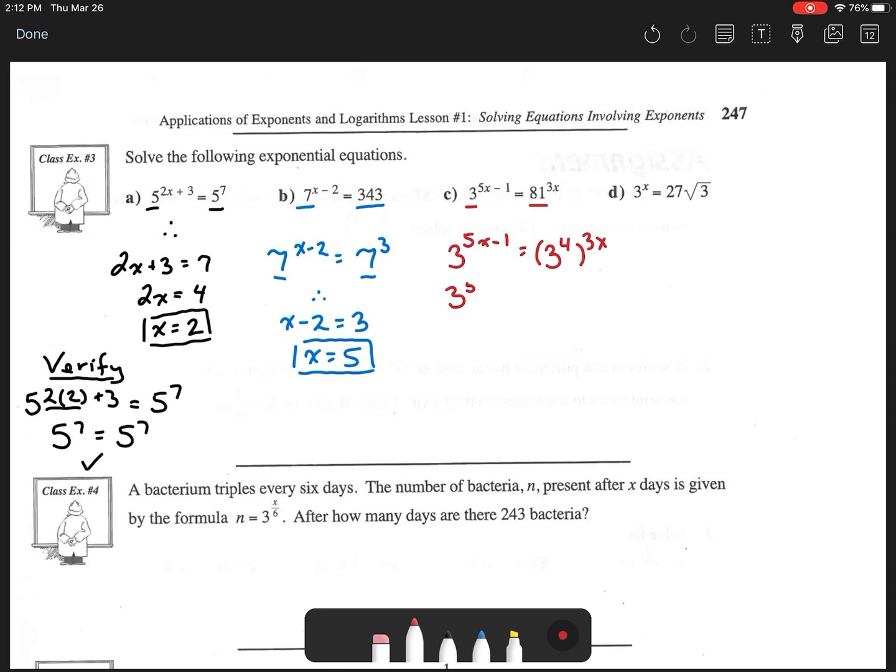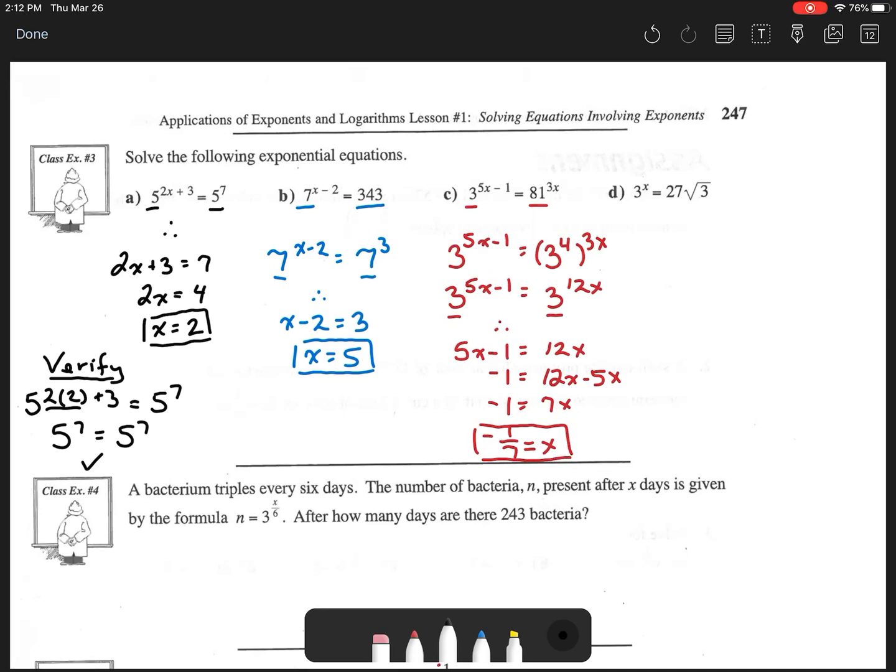Okay, so the left-hand side is going to stay as 3 to the exponent of 5x minus 1. On the right-hand side, I now have 3 to the exponent of 12x, 4 times 3x. I've gotten to the step I want where I have one power on each side with a common base, so therefore I can just say that the exponents have to be equal to each other, okay? And then I'm going to solve for x. So this will be 12x minus the 5x, so negative 1 will equal 7x, and then divide both sides by 7. So negative 1 over 7 is equal to x, okay? And there is your solution for C.